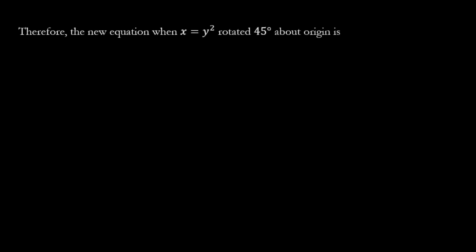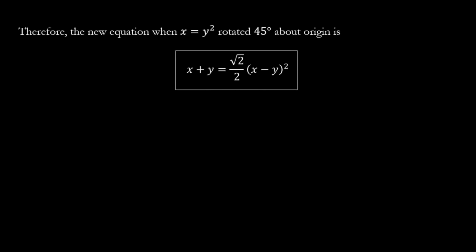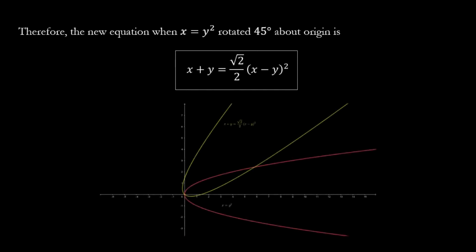So, therefore, the new equation when x is equal to y squared rotated 45 degree about origin is x plus y is equal to square root of 2 over 2 quantity x minus y quantity squared. This would be our final answer. Now, as you can see sa animation na to, yung initial curve, this is white parabola, is being rotated about 45 degree, which is yung kulay yellow, will be the new curve.